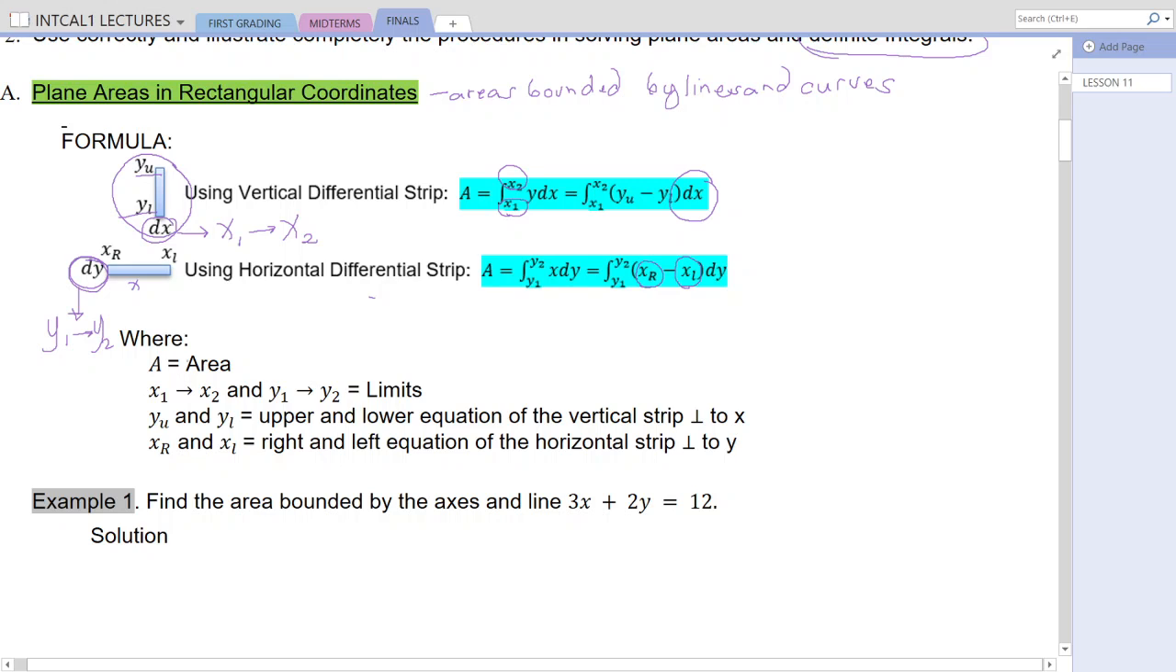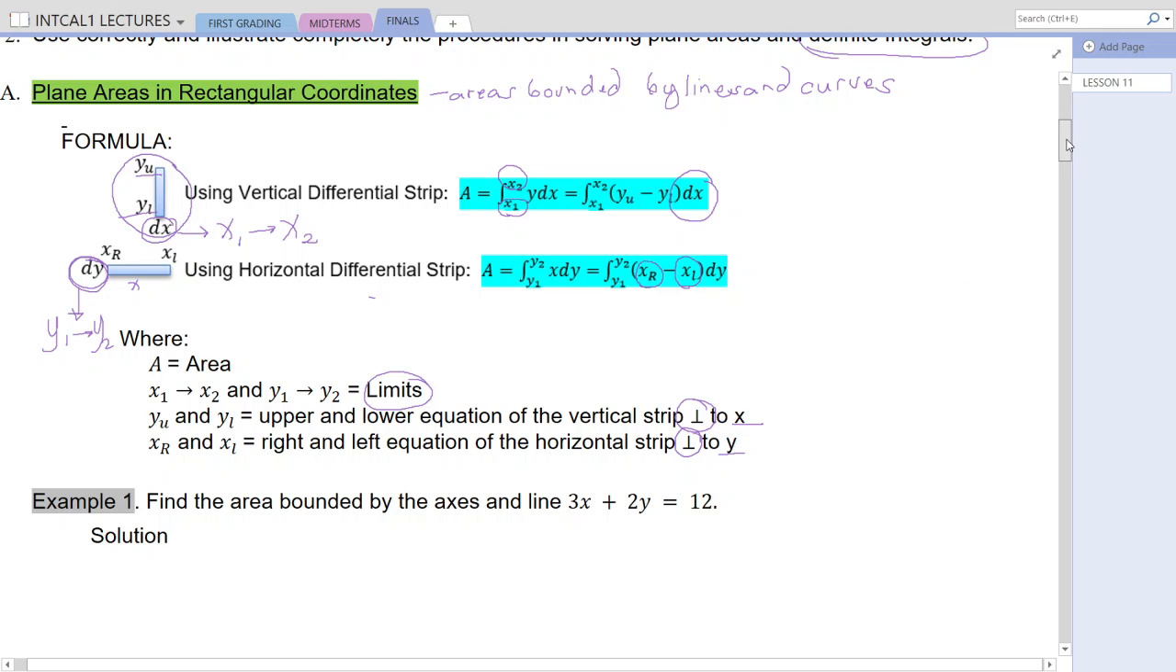Okay, so where A there is the area, x sub 1 to x sub 2, and y sub 1 to y sub 2, those are the limits. So it has a limit, so that is a definite integral already. And then y upper and y lower, that is the equation of the vertical strip that is perpendicular to x. And x right and x left, that is the right and left equation of the horizontal strip that is perpendicular also to y. Okay, so that will be the condition for those ones.